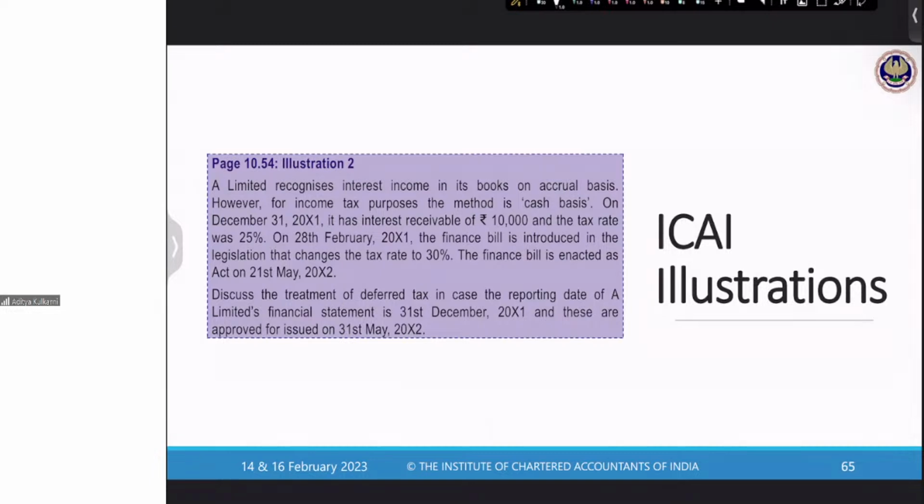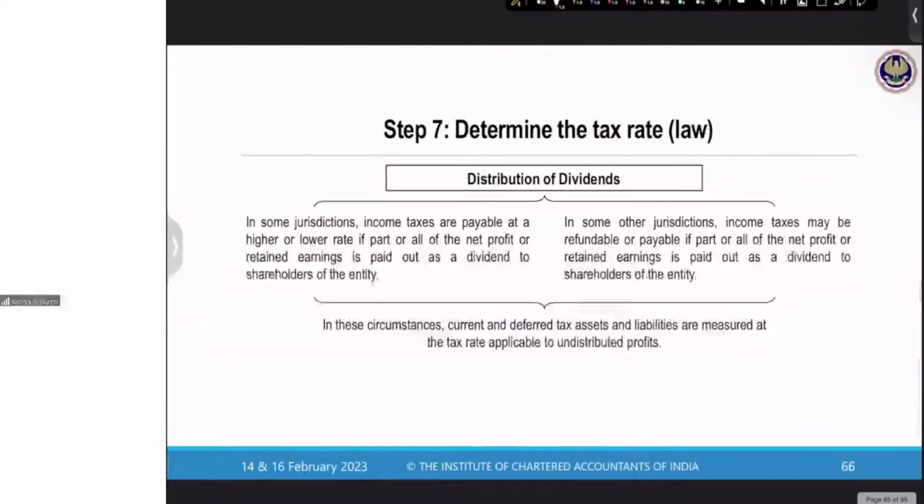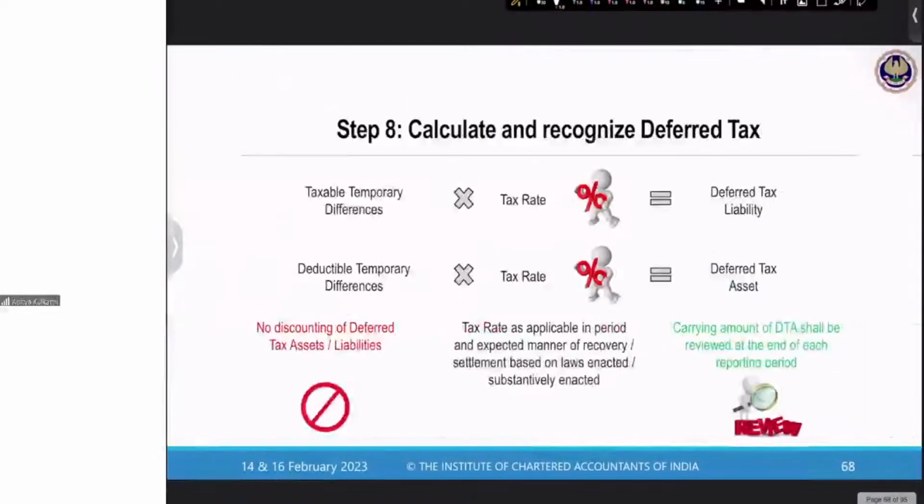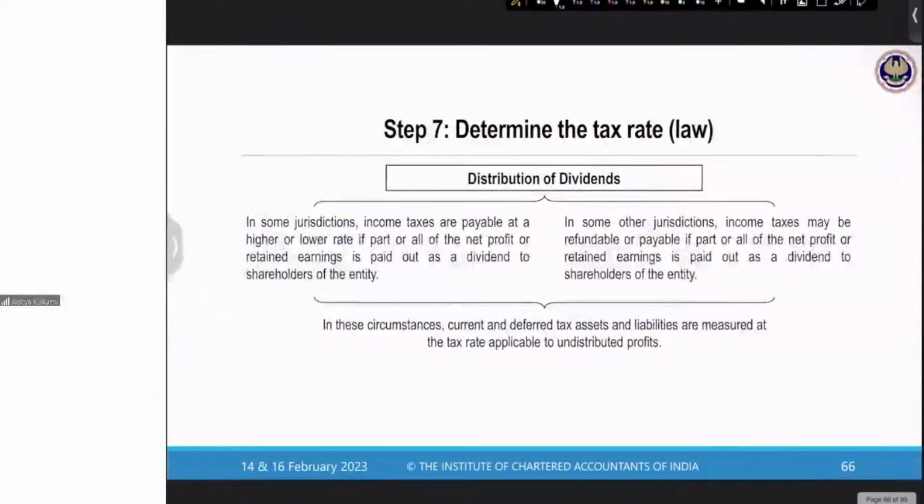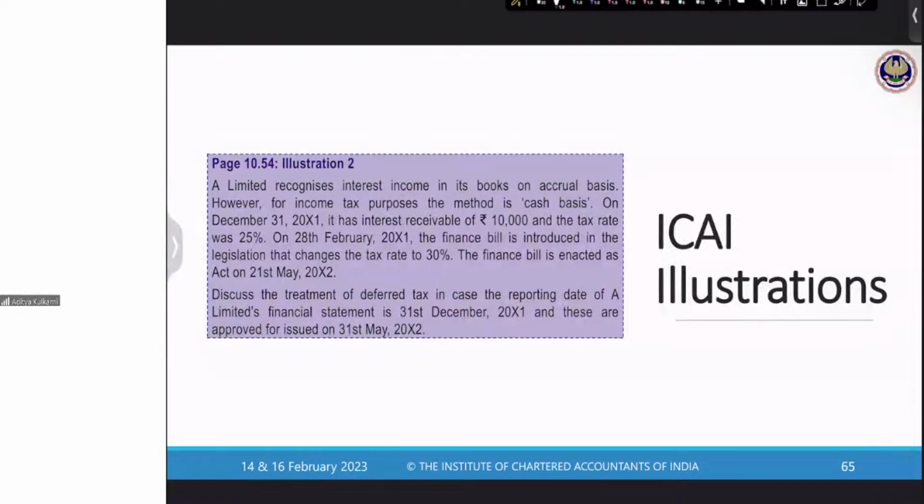It has an interest receivable. Something is wrong here. A Limited recognizes interest income in its books on accrual basis. For income tax purposes, the method is cash basis. Okay, we'll do this together. A Limited recognizes interest income in its books.